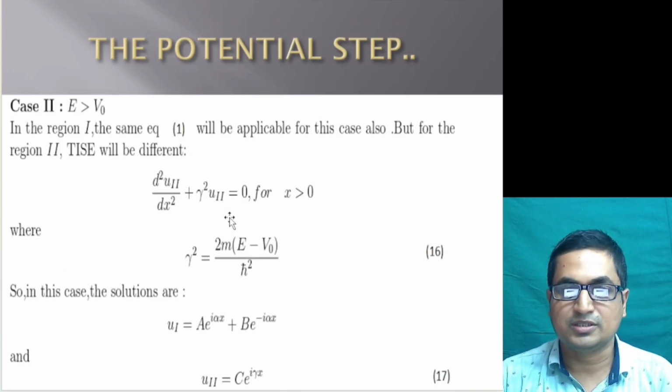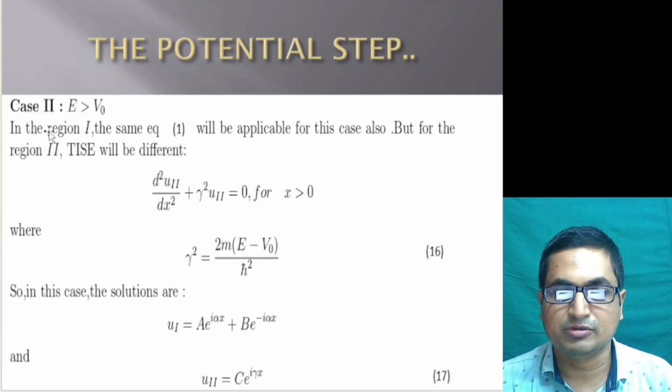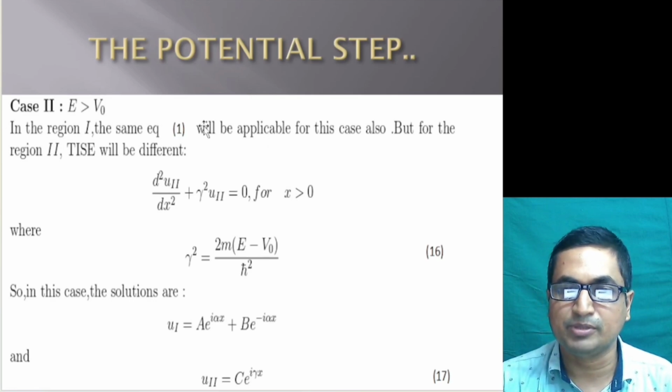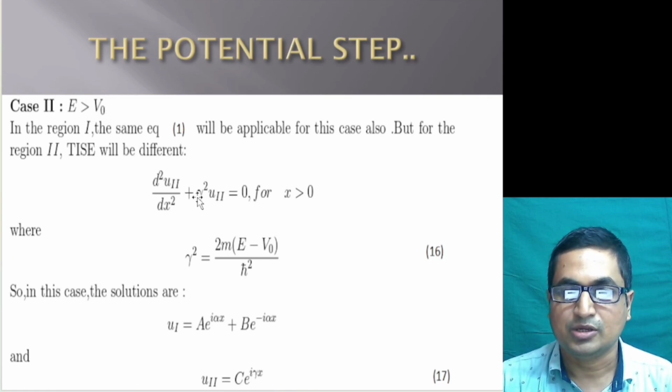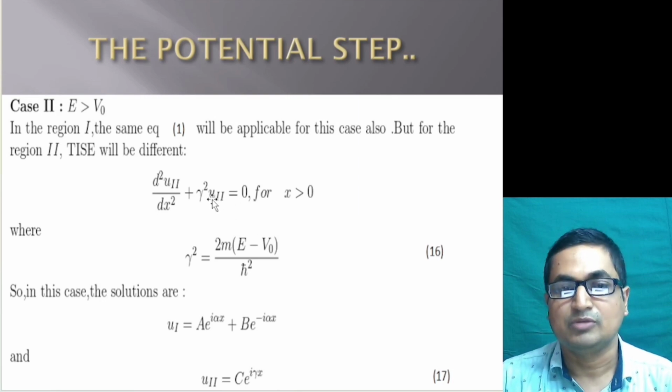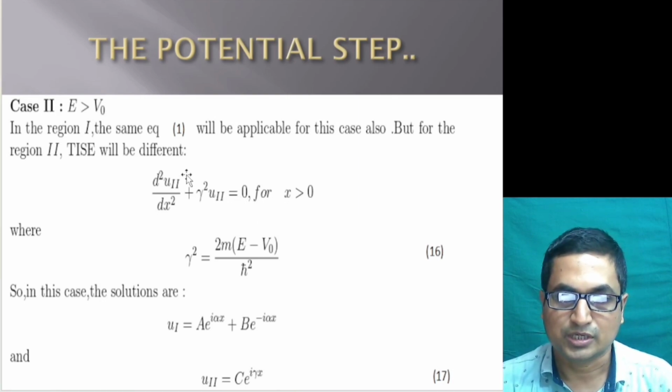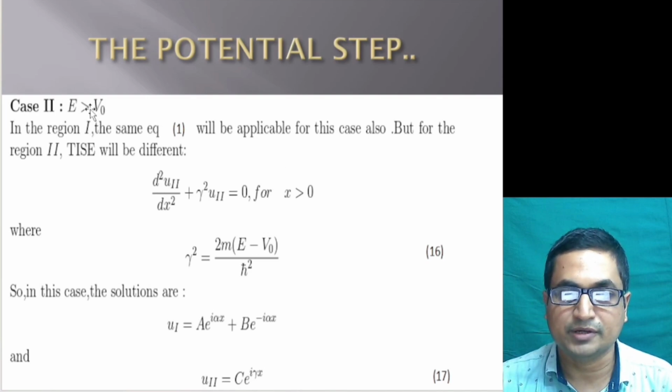Now let's consider the second case. As usual, in the region 1 the same equation will be applicable because potential is 0 there, but here the potential V naught is less than E. That's why we replace that equation for the region 2 by this equation as given here. So this is the equation for region 2 in case of E greater than V naught.